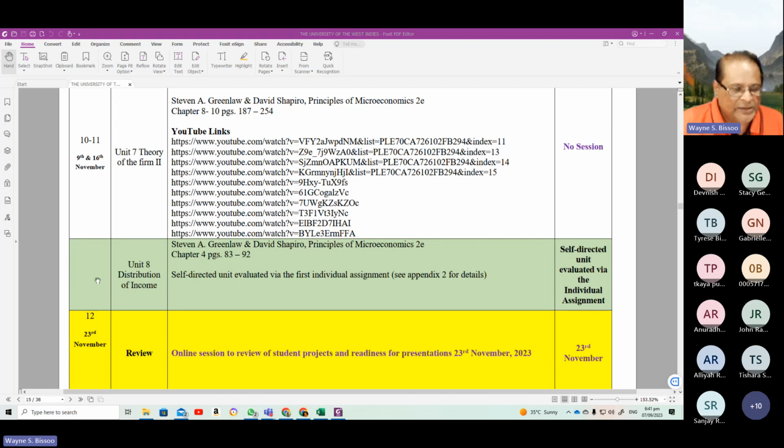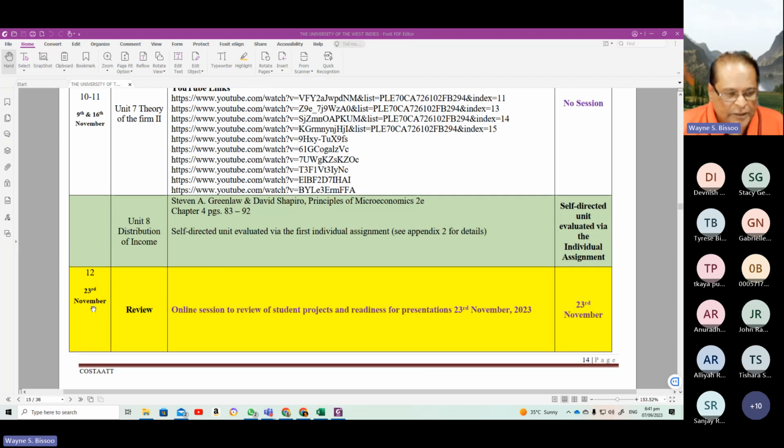Unit 8 is not assigned to any week because Unit 8 content is going to be evaluated in the first assessment that you all are working on, that first assignment. All of the learning outcomes from that unit are part of the questions that you're going to be answering. That's why we refer to it as a self-directed unit, because you are working with the material on your own. So you're responsible for your learning.